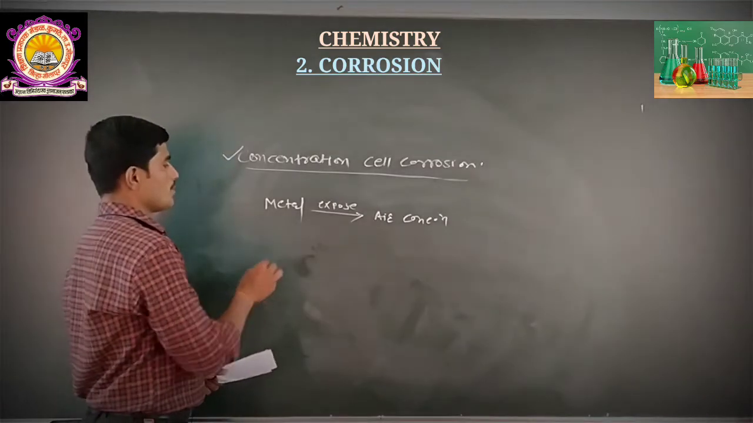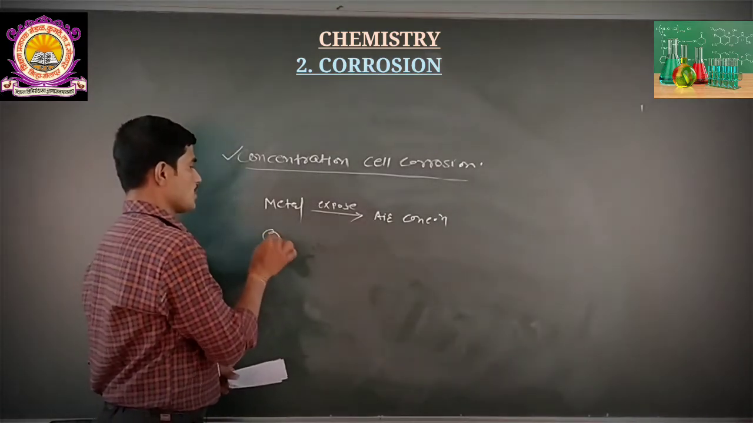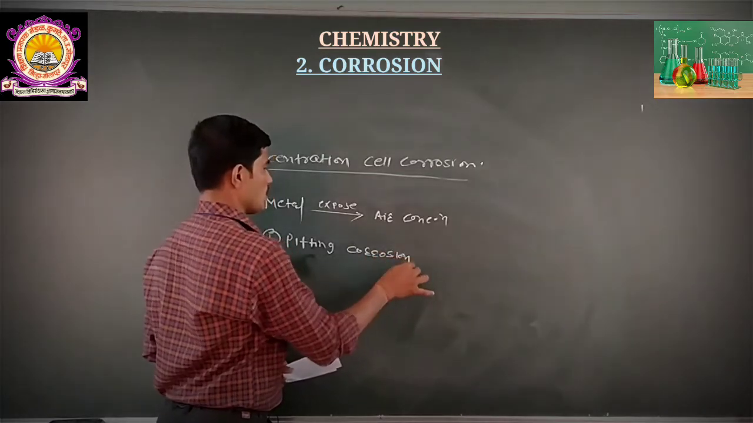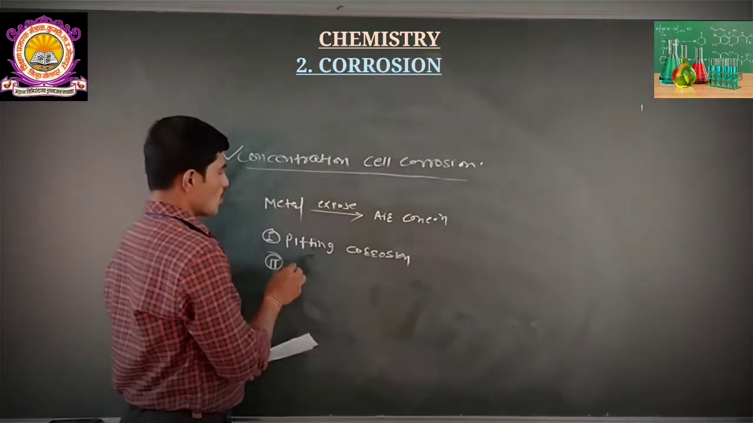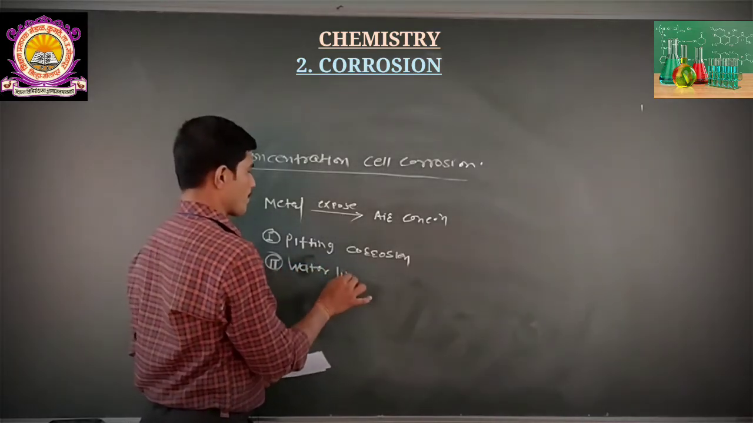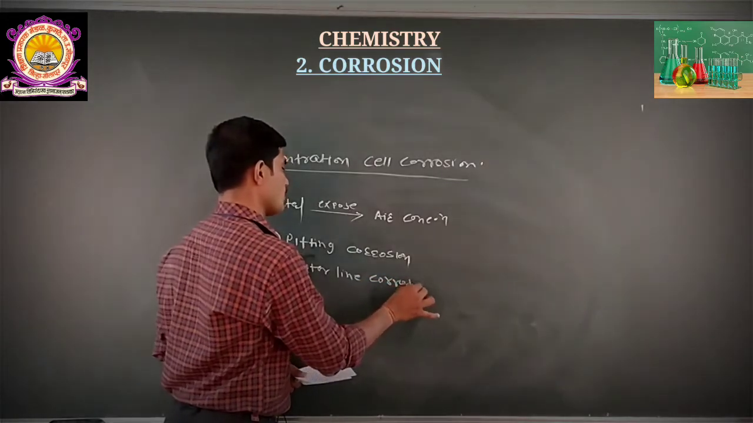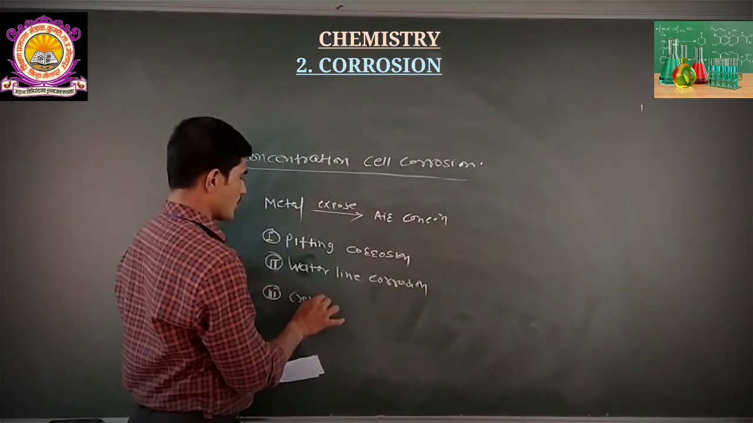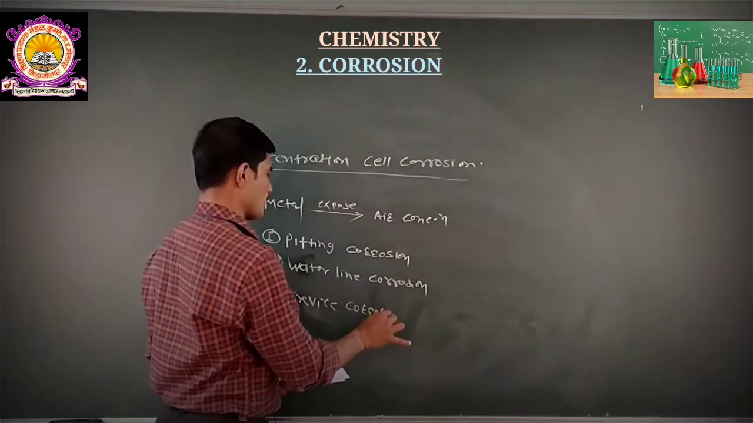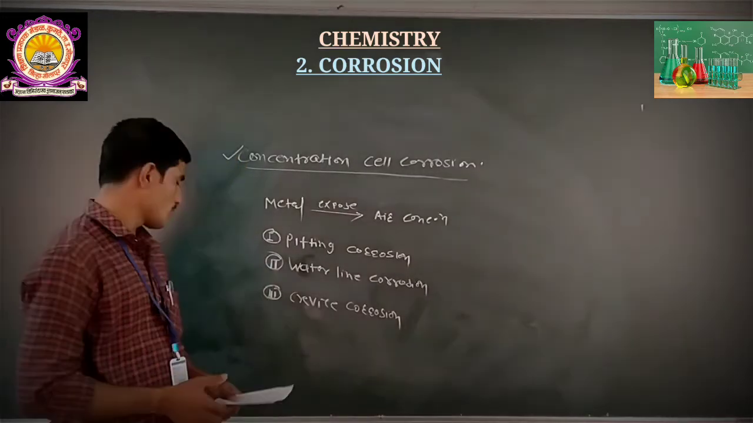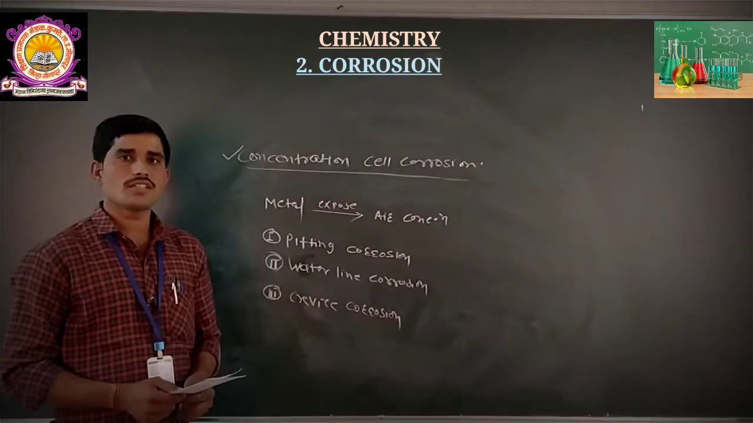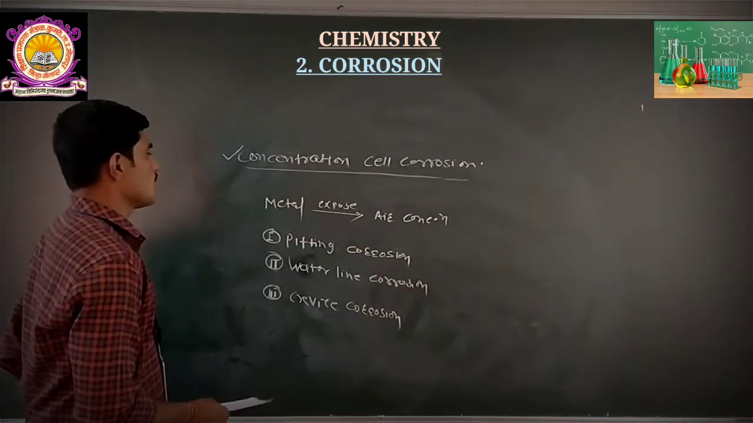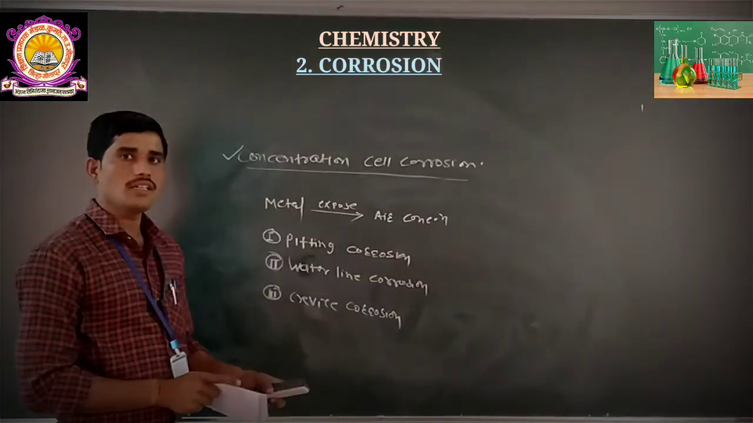And this concentration cell corrosion is divided into three different types. First type is pitting corrosion. Second type is waterline corrosion. And third important type is crevice corrosion. These are the three different types of corrosion we observe in case of concentration cell corrosion. So let's understand all these types one by one. At first, the first type of concentration cell corrosion is pitting corrosion.